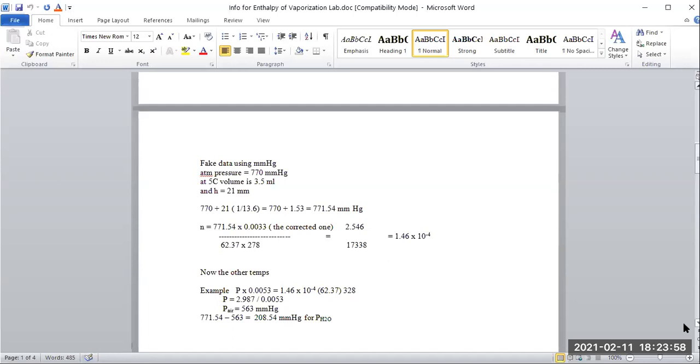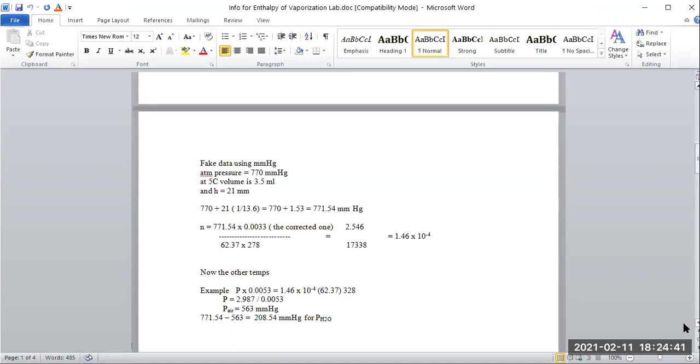plus, and treat this as if they were following the rules of order of operations, meaning that you need to multiply your H value times 1 over 13.6, because that's the way the equation works, before you add them together. So do the H times the 1 over 13.6 before you do the addition. Otherwise, you're going to end up with a really strange number. Your number should be somewhere in the neighborhood of the answer I got here. I got 771.5.